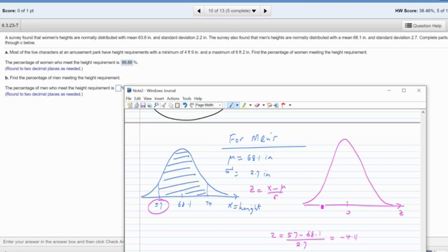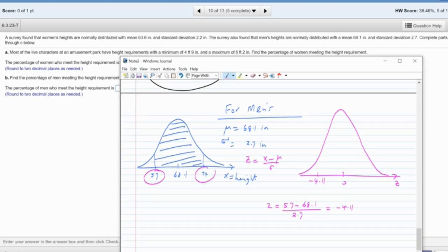This is negative 4.11. And then similarly 74: 74 minus 68.1 divided by 2.7 equals 2.19, converted into 2 decimal places. So that is 2.19.